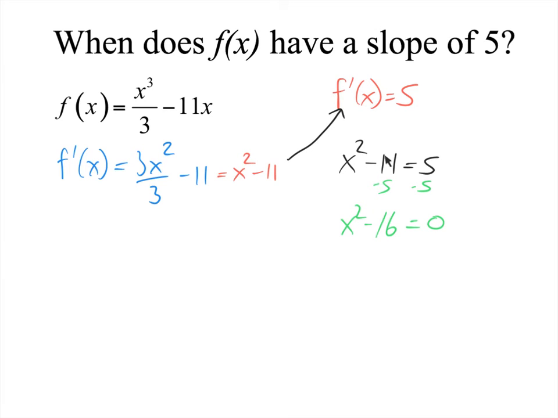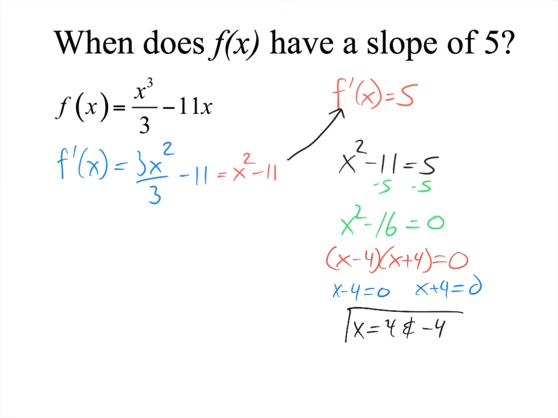Once again, could you have added 11 over and got x squared equals 16? Two different ways to solve, whatever's your comfort level. But for my way, I now factor this. Isn't this x minus 4, x plus 4 equaling 0? And don't you then set each of these equal to 0 to solve it? So my answers are x equals 4 and negative 4.